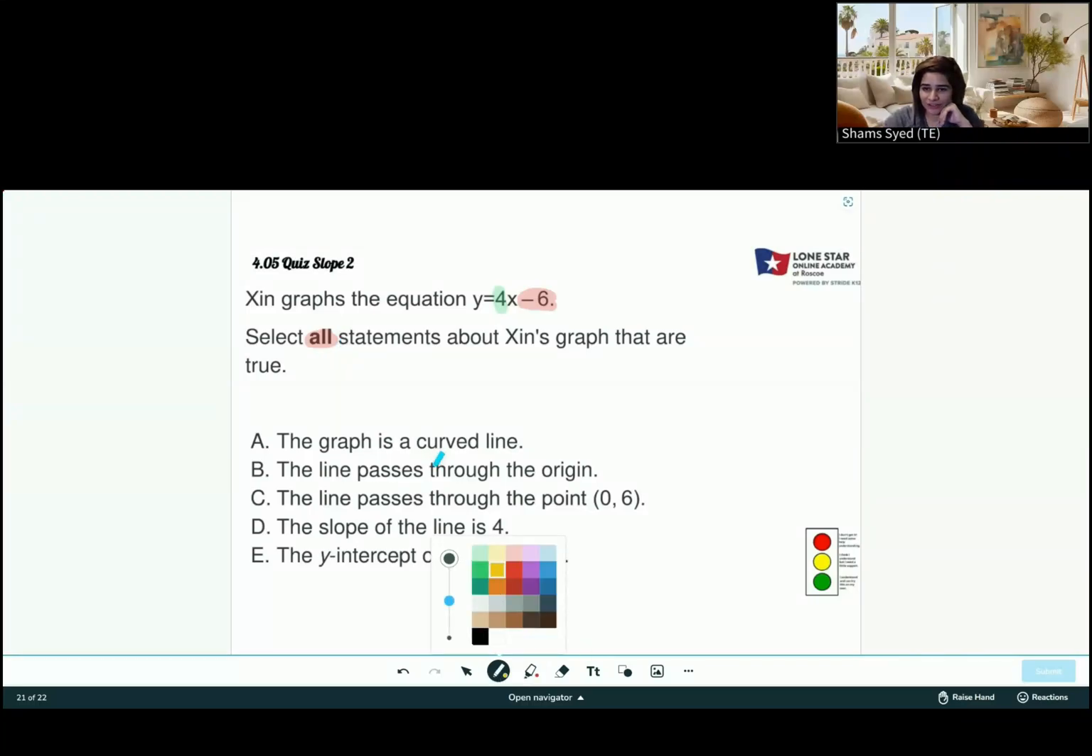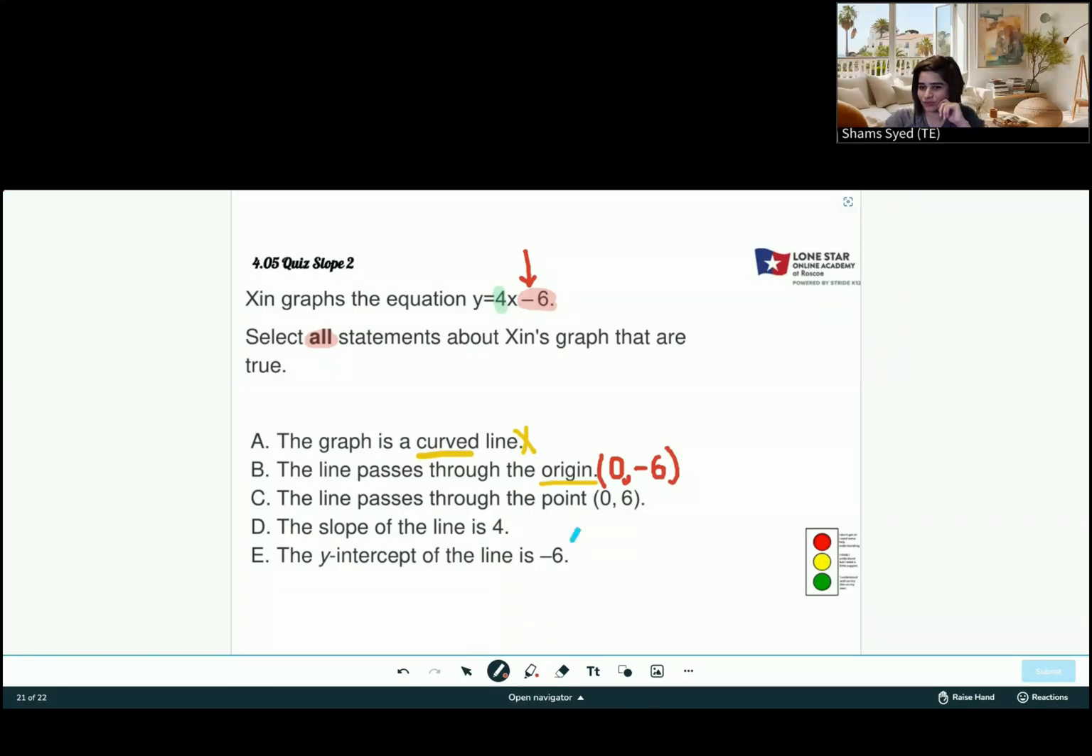Is it going to be a curved line? Absolutely not, Vida. Welcome. It is never going to be a curved line. It is a straight line. Is it going to pass through the origin, class? Absolutely not, Andromeda. It is going to pass through 0 and negative 6, because the starting point is negative 6, not 0, 0.